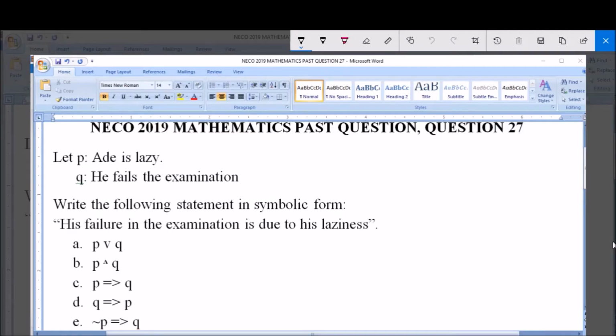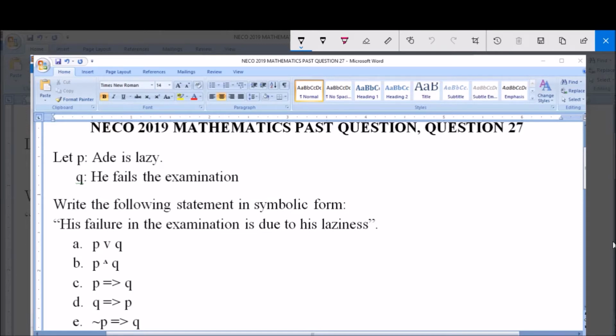Today we're going to be dealing with NECO 2019 Mathematics Past Question, question 27. Let P be a logical statement which says Ade is lazy, and Q another logical statement, he fails the examination. Write the following statements in symbolic form: his failure in the examination is due to his laziness. A, P or Q. B, P and Q.